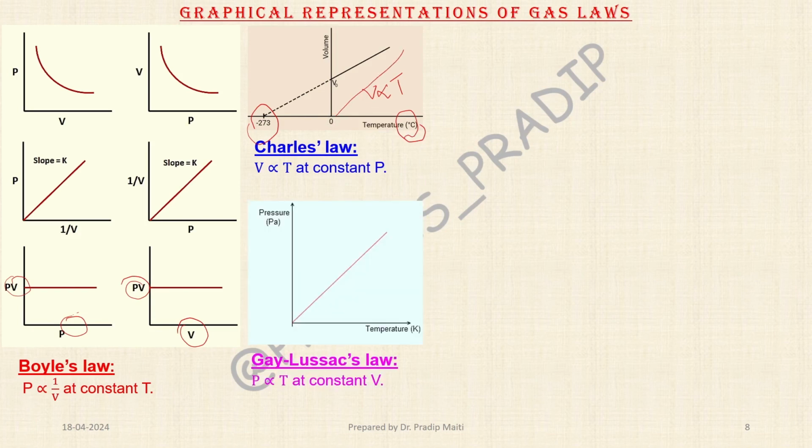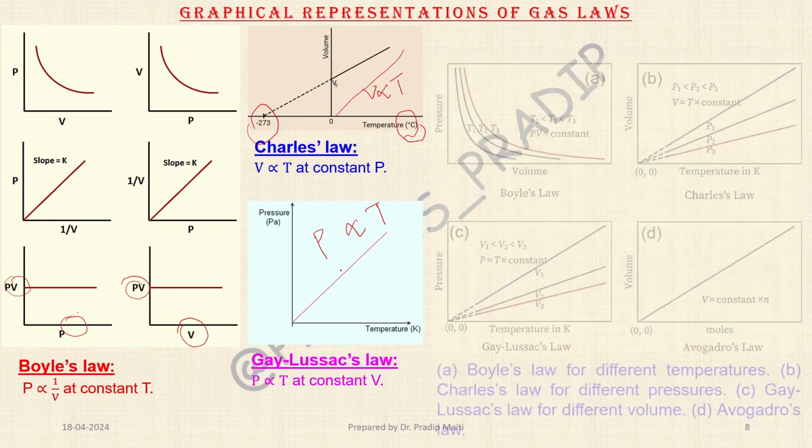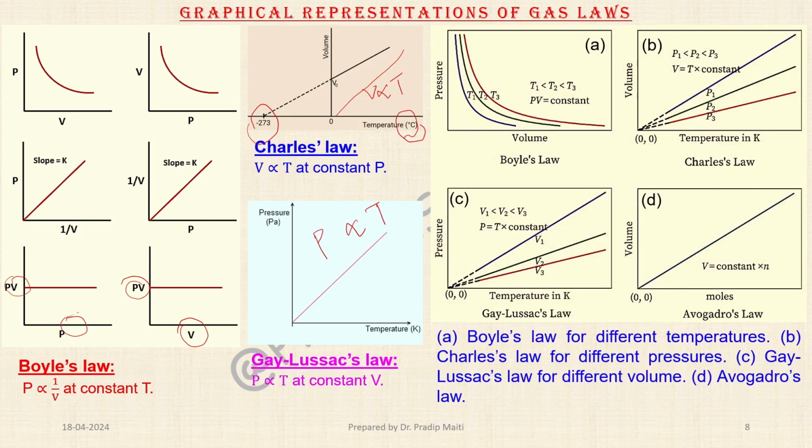Okay. Another one is Gay-Lussac's law. Gay-Lussac's law says that pressure is proportional to temperature. The plot is a straight line passing through the origin with a slope of 45 degrees. Now these are the graphs that represent Boyle's law, Charles' law, Gay-Lussac's law, and Avogadro's law.